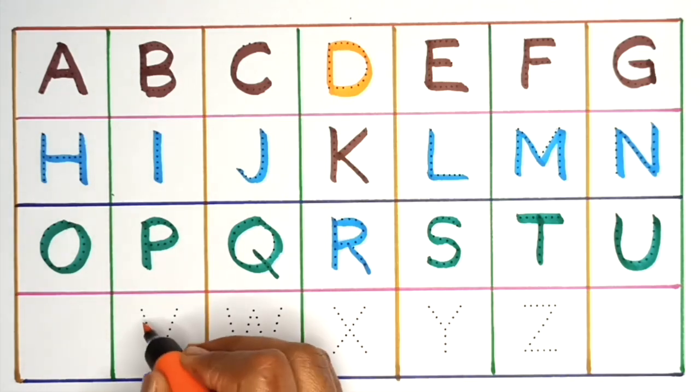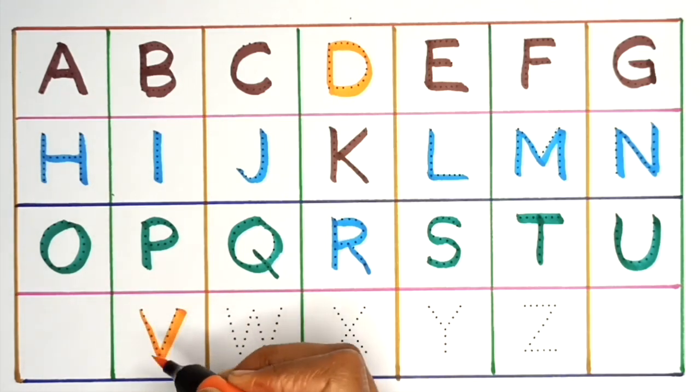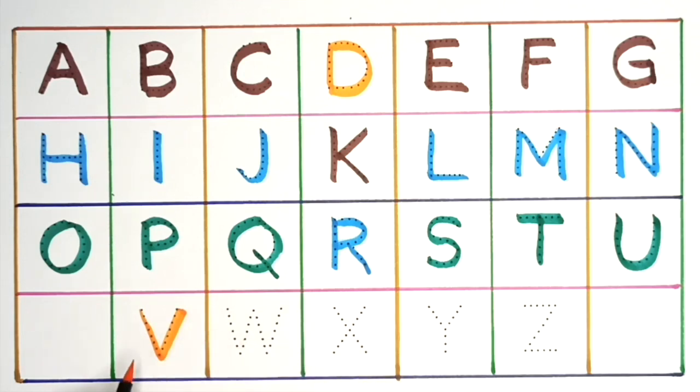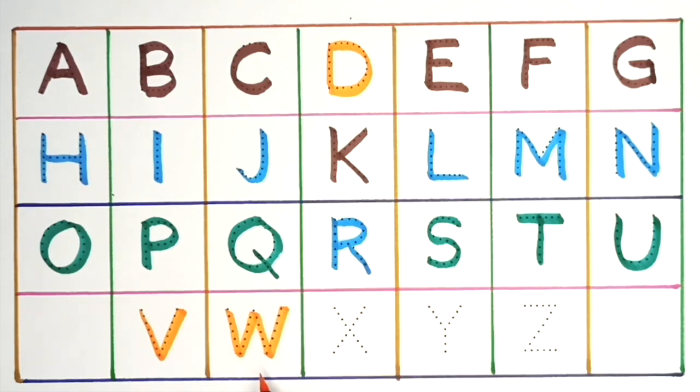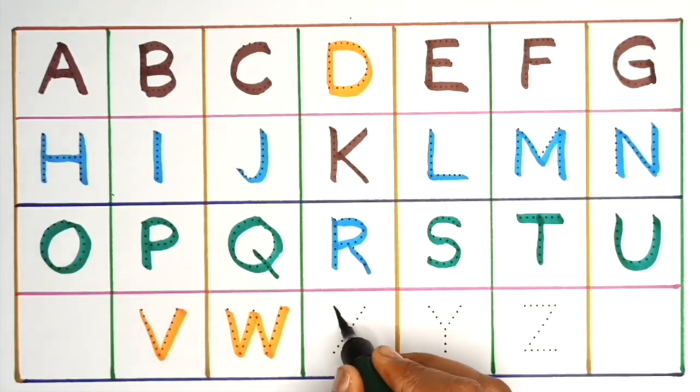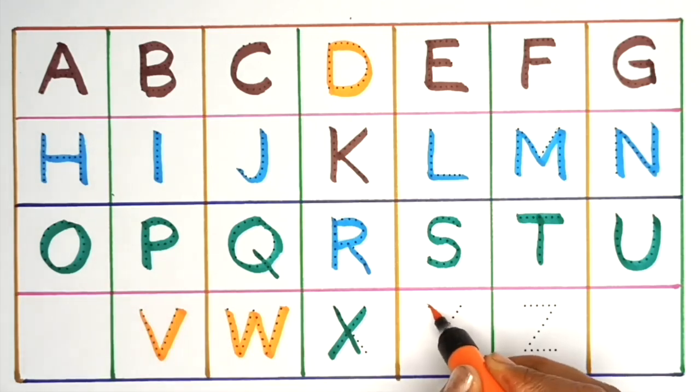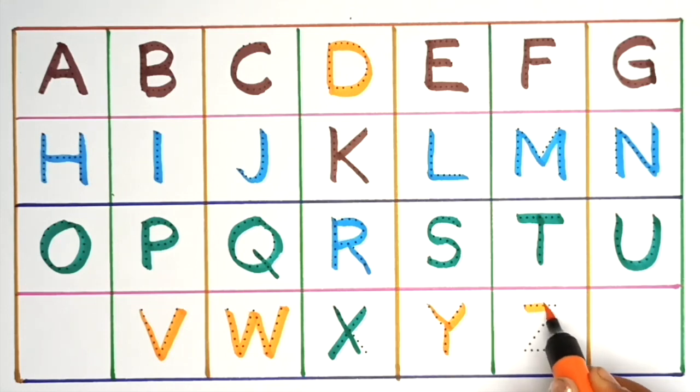Orange color. V. V for van. W. W for watch. X. X for xylophone. Y. Y for yuck. Z. Z for zebra.